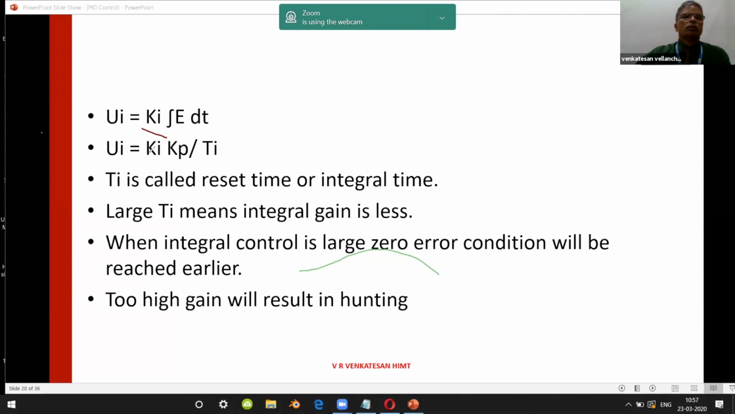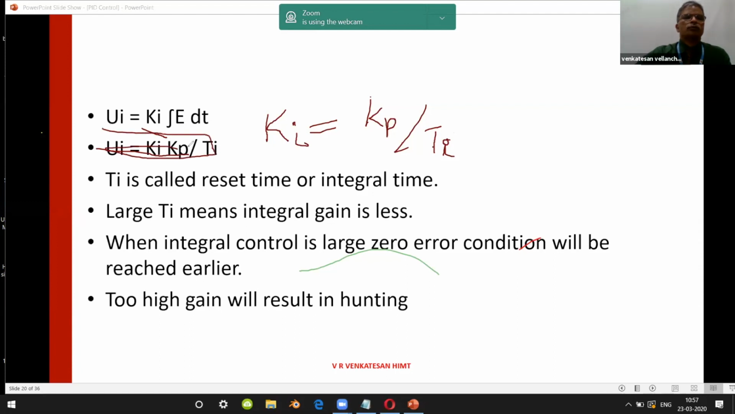But there's an error in this equation. It should read KI equals Kp divided by Ti. This part is wrong. So it should read Ki is Kp by Ti.